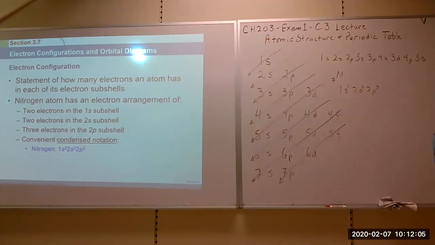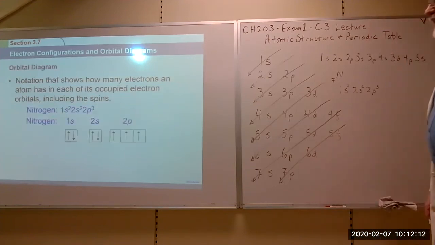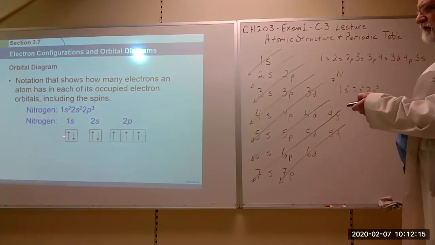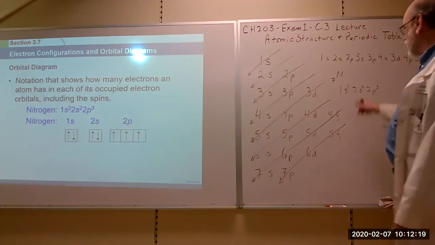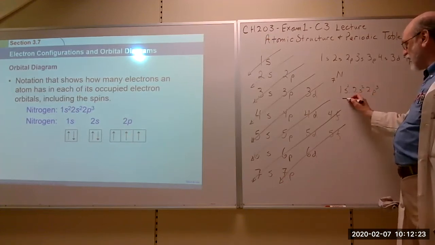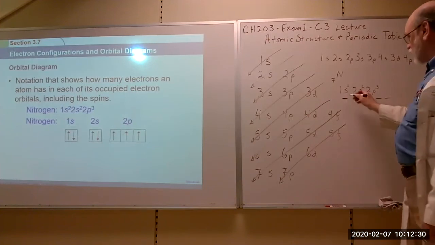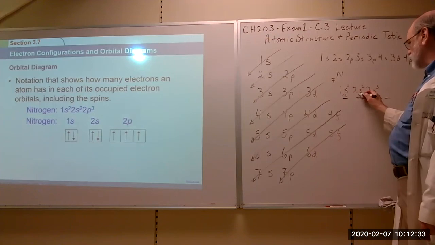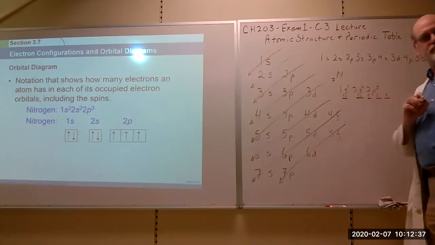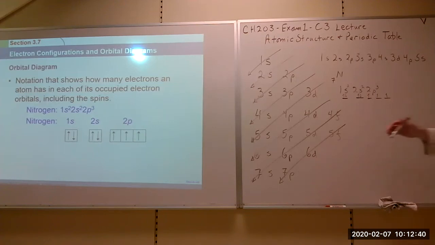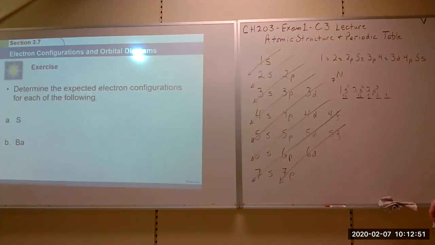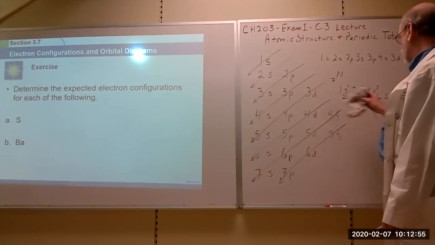Okay, so that's what it looks like. Your authors like to use boxes. I think that's too much drawing. I like to just use lines. So for this one, we'd have one line for one box, another line for that box, and then 3 here. These would follow Hund's rule: 1, 2, 1, 2, 1, 2, 3, like that. So this would be a detailed electronic structure. It actually shows you which suborbital the electrons are in. Okay, let's try. I'm going to have to erase this to make room.